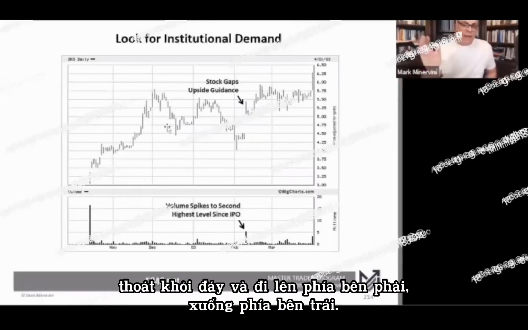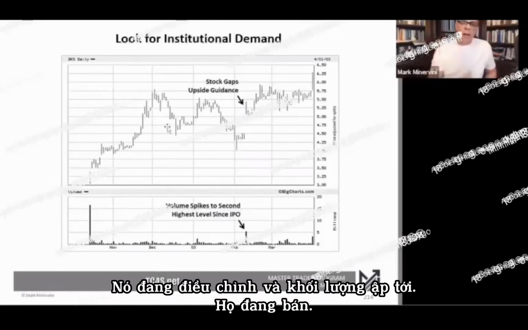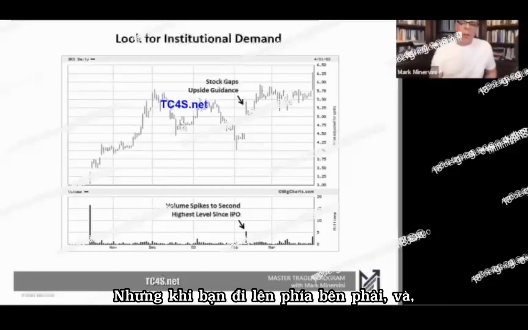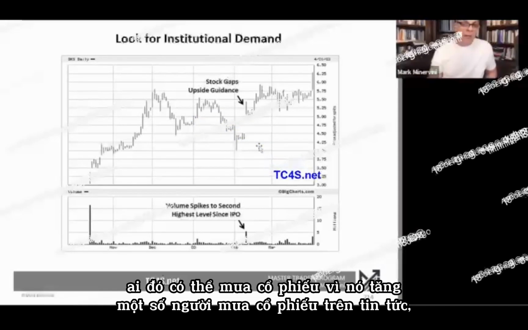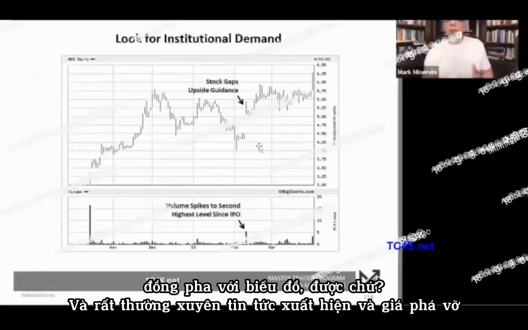Down the left side, it could come down crashing on big volume. That's fine. It's correcting. The volume's coming. They're selling. That's clearly where there's selling. There's a lot of supply and they're selling. But when you come up the right side, and very often this will happen on news, somebody might buy the stock. Some people buy the stock on the news, but the news has to also meld with the chart.